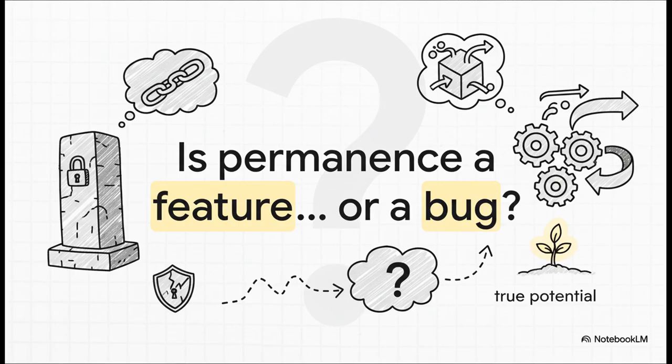Which, of course, leaves us with one last big question to chew on. For years, we all just assumed that absolute, irreversible permanence was the killer feature of an NFT. But now, as we see all these new doors being opened by flexibility and control, you really have to ask yourself, was that permanence actually a bug all along, holding the technology back from its true potential?